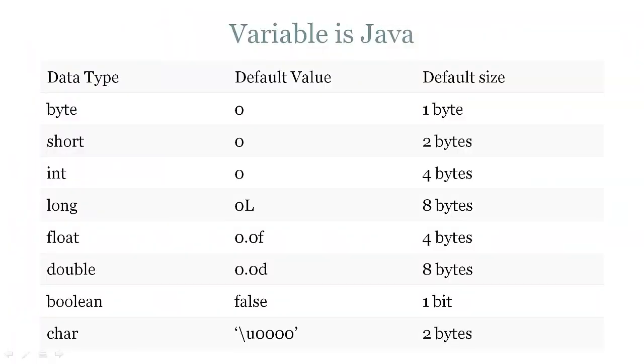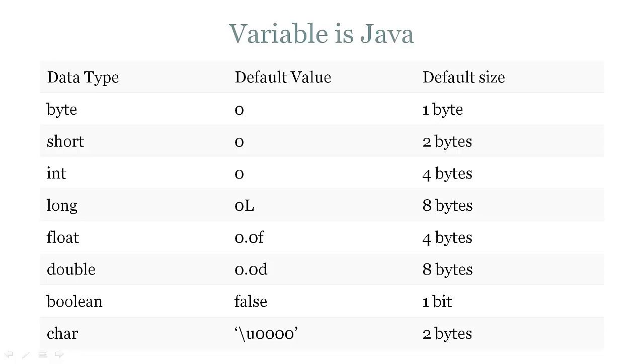Now how many data types are provided by Java? This is the list of Java data types. Byte, its default value is 0 and size is 1 byte. Byte data type can hold a 1 byte integer value. Short is another data type, its size is 2 bytes. It can hold a 2 byte integer value. In the same way, integer is another popular data type which has size 4 bytes. Long is also an integer data type with size 8 bytes.